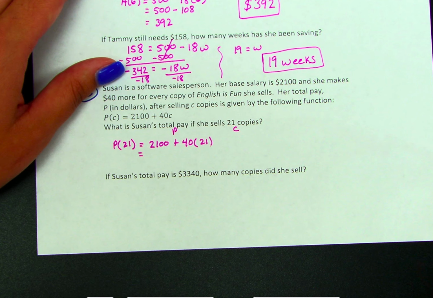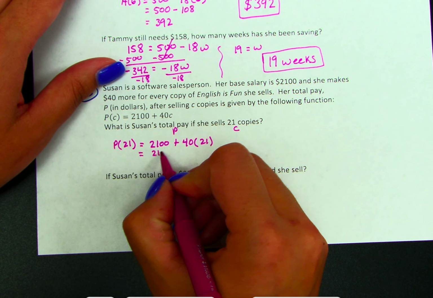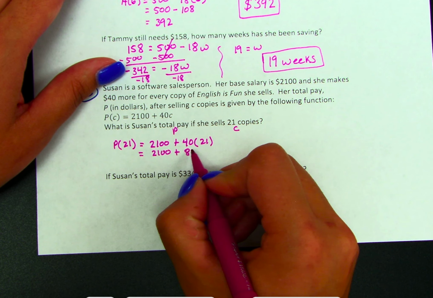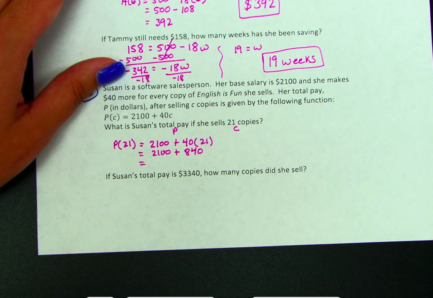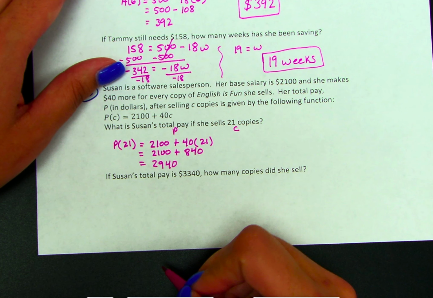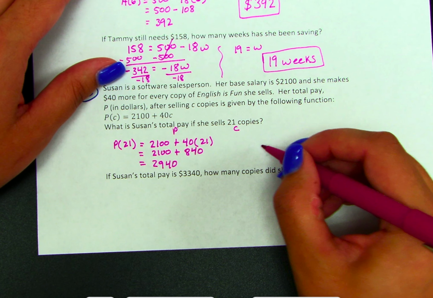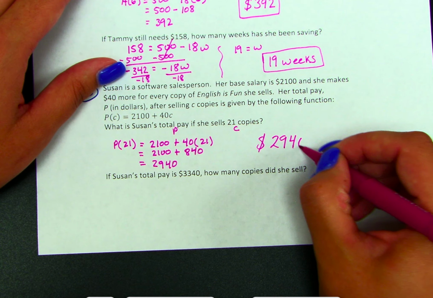So again, I'm just going to work through simplifying that. And if you guys want to do that on your calculators in one step instead of in two, that would be acceptable. Okay, I'm going to work mine out in two. So 40 times 21 is 840. And then if we just add those together, 2,940. So if she sells 21 copies, she is going to make a total of $2,940.